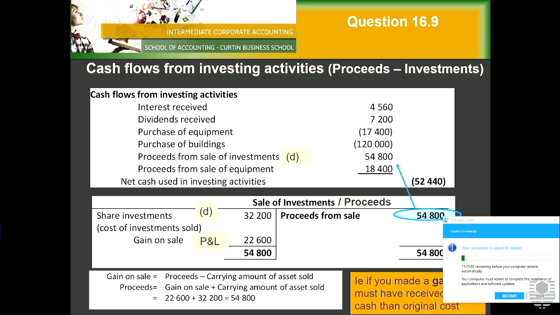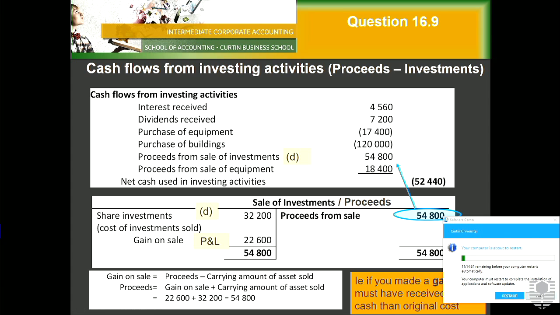Okay, so let's have a look at our proceeds from our sale of investments. We've got our share of investments. Remember we looked at that before. If we had made a gain on sale, you don't actually need to recreate the T account. If you'd made a gain, it means that you must have got more than what they were worth. Their original cost was $32,200. You've made a gain, so you must have received a cash component there of $54,800.